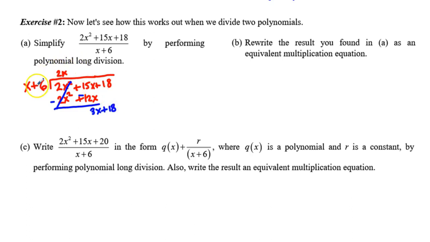Cool. So now I'm going to divide x into 3x. Don't even look at the 6, don't even look at the 18, just x into 3x. That's obviously 3. Write that on top. So now we multiply. 3 times x, 3 times 6. That goes underneath. And it turns out it's the same.